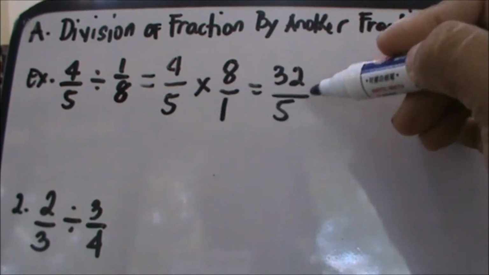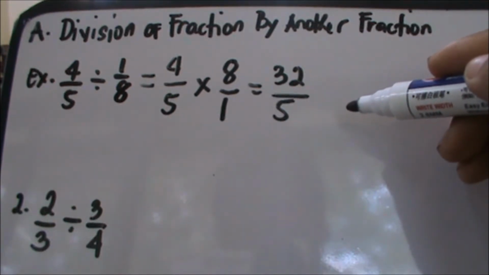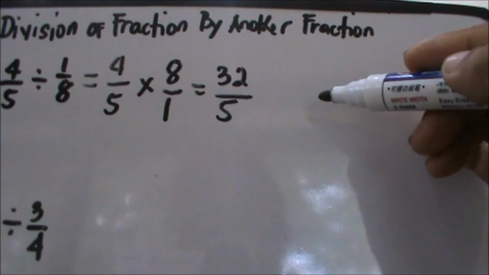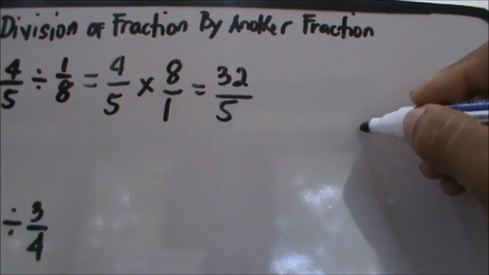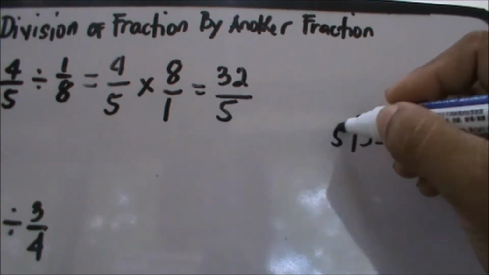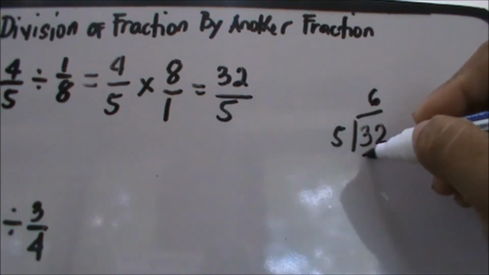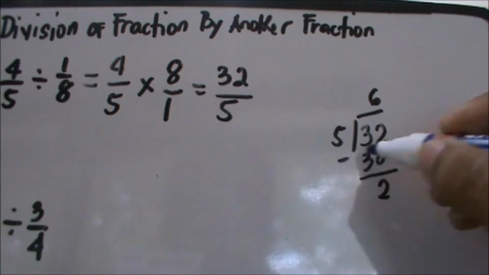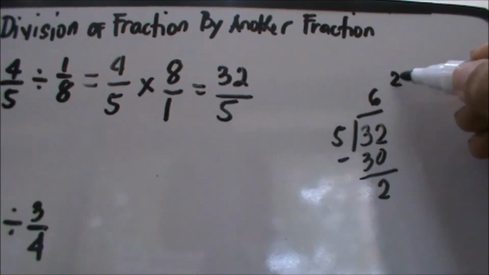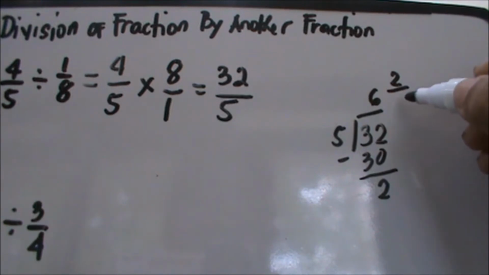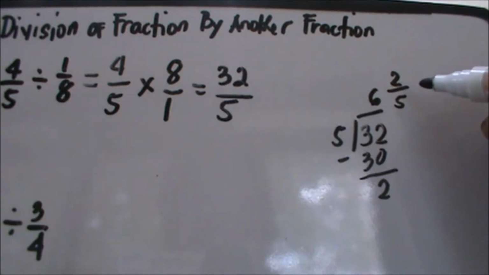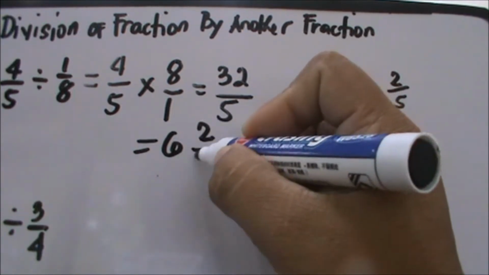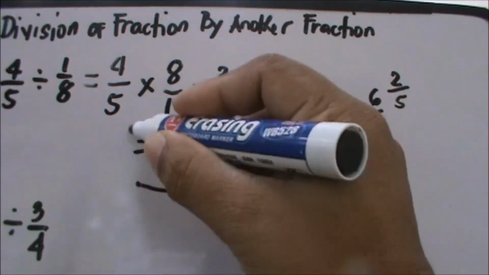So our answer is an improper fraction. So we need to reduce it to lowest terms or change it into a mixed number. So we need to do division. 32 divided by 5. 6 times 5 is 30. And then 32 minus 30, we have 2. So bring the 2 up as the numerator and the divisor as the denominator. So our answer is 6 and 2/5.